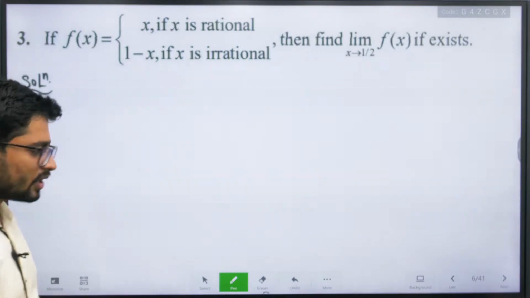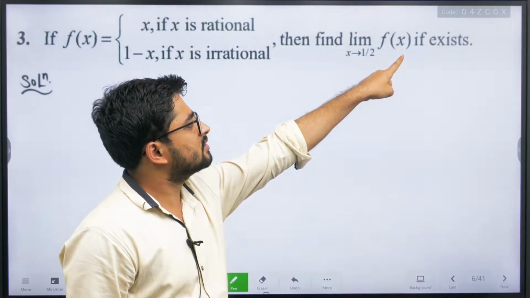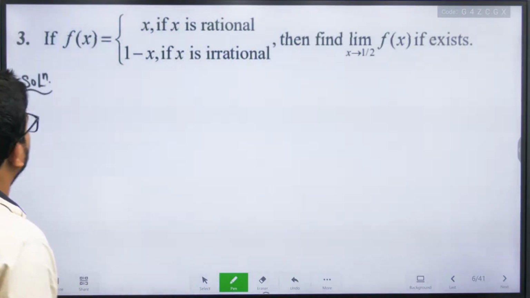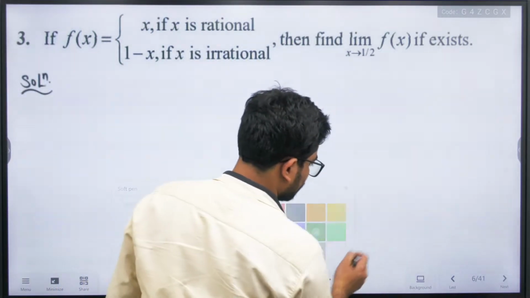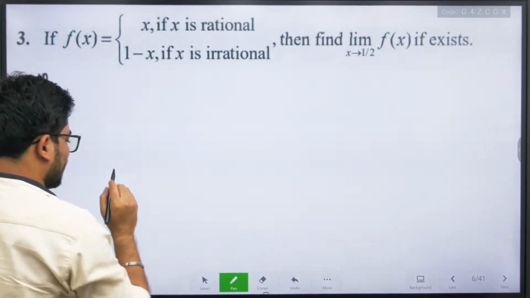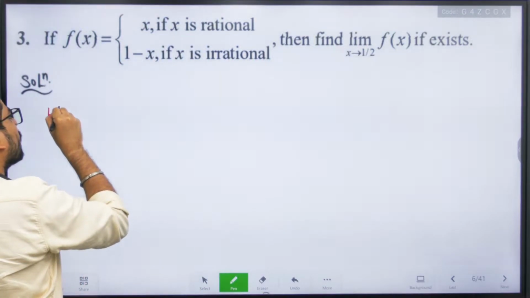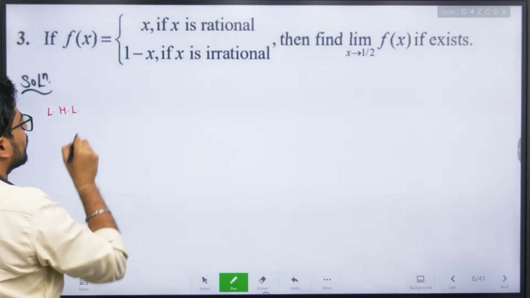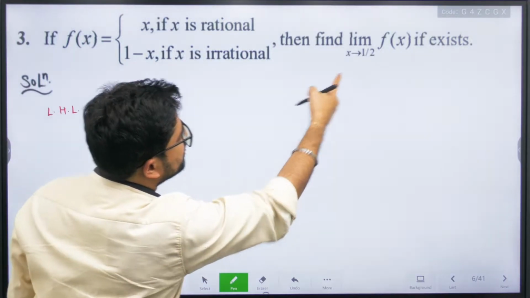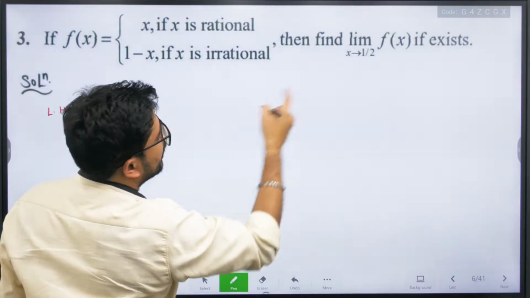Next, third, f(x) is this function and you have to find the limit of f(x) as x tends to half, if it exists. First of all, let's find the left hand limit, which is limit x tends to half minus of f(x).